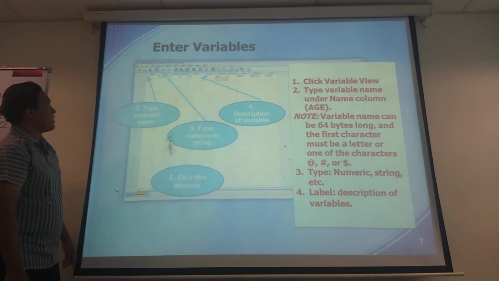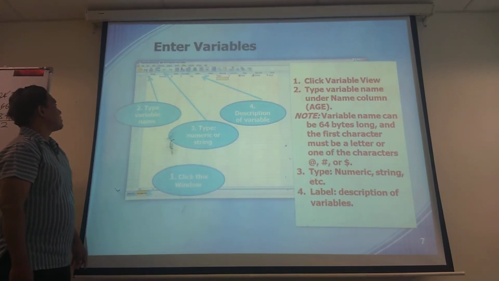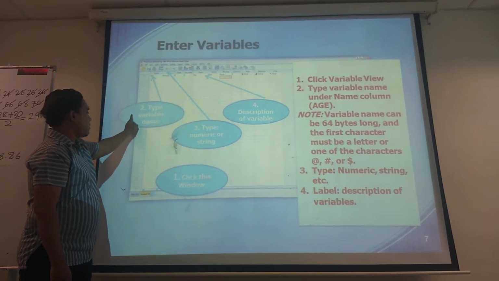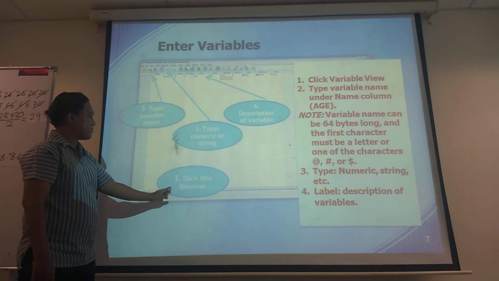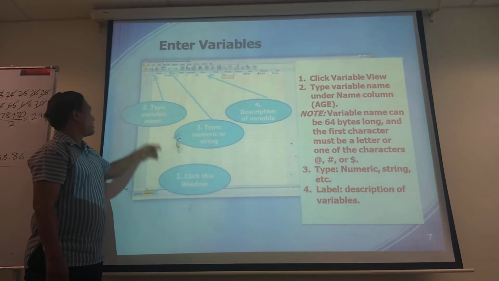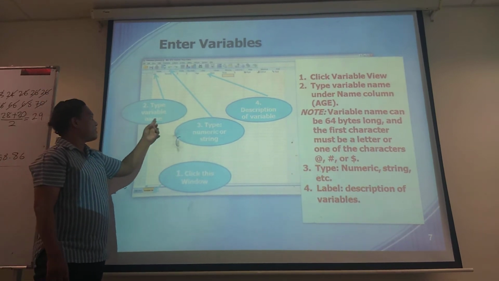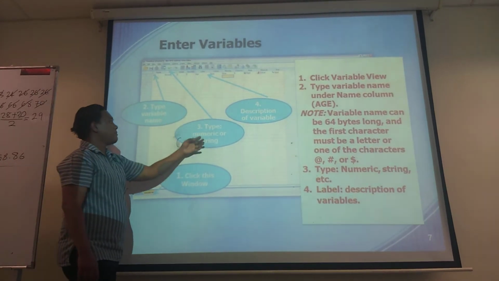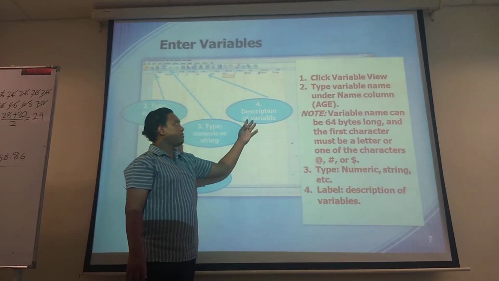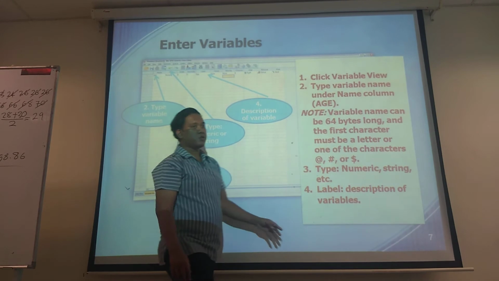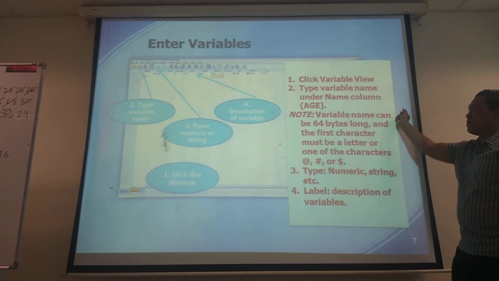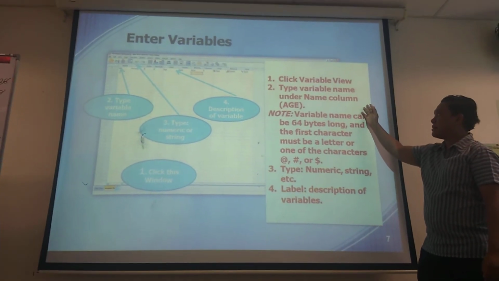So guys, when you enter the variables, you will see they have two types of view. First of all, you have to click this window when you enter variables, and secondly, type the variable name, and type numeric or string, and number 4 is the description of the variable. So the explanation: for number 1, click variable view. Number 2, type the variable name in the name column.